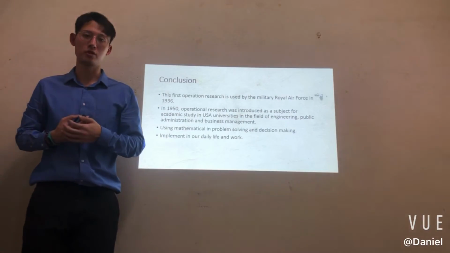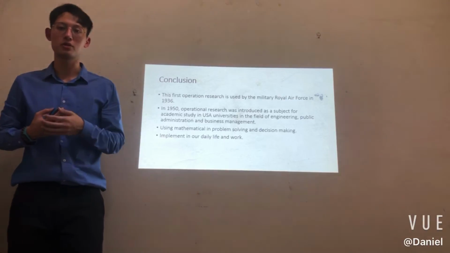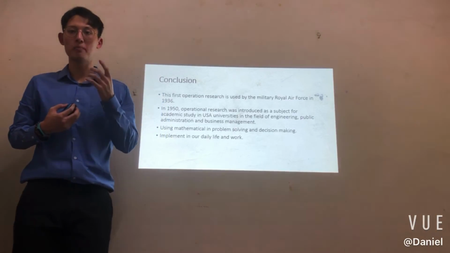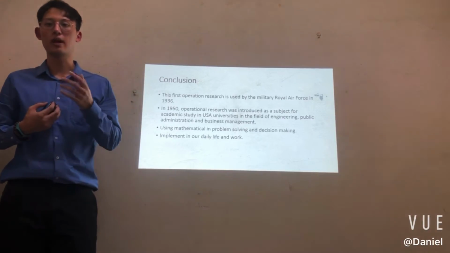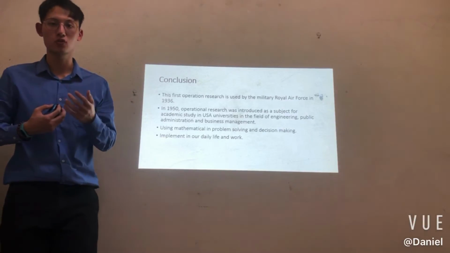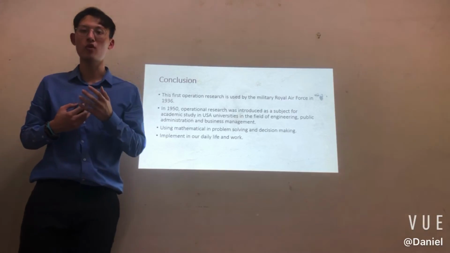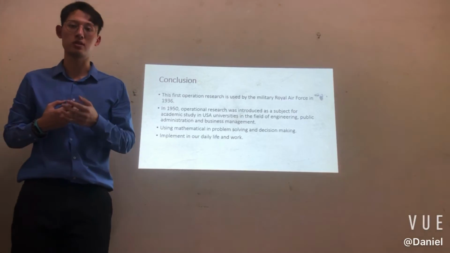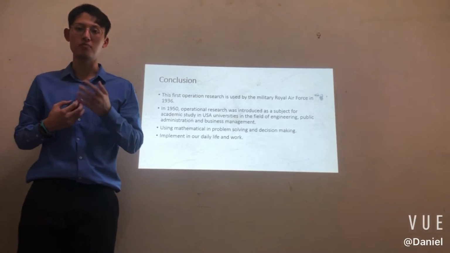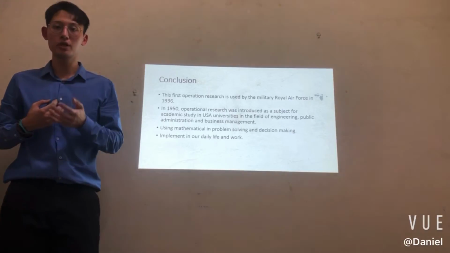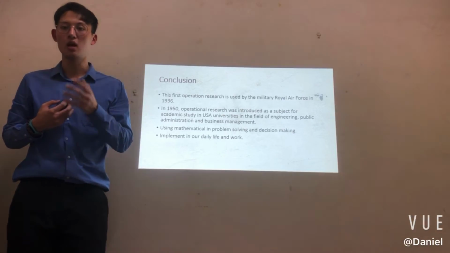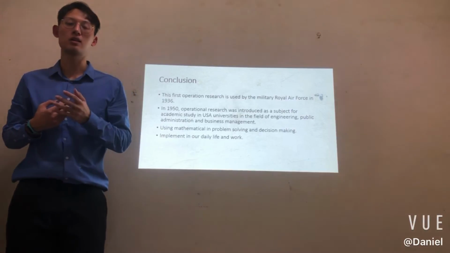In conclusion, I would like to summarize all the information from the assignment. Operational research was first used by the military Royal Air Force in 1936, while in 1950, operational research was introduced as a subject for academic study in US universities in the fields of engineering, public administration, and business management. Operational research uses mathematical problem solving and decision making, which is helpful in our daily life and work.